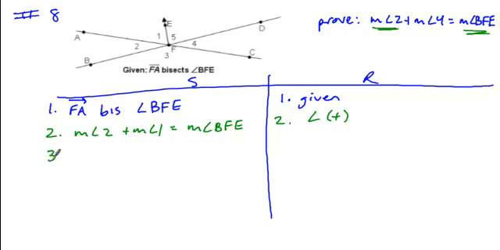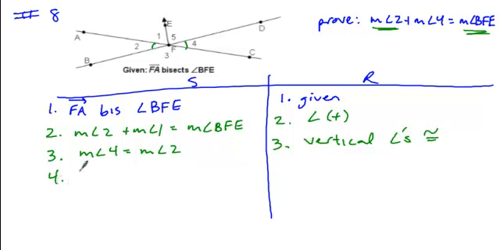I still need to introduce my element of angle 4. And so here I'm told that FA bisects BFE, but I want to introduce angle 4 first. So I'm going to go ahead and say that angle 4 and angle 2 are once again vertical angles, therefore they're equal. And so now I've introduced all my elements.